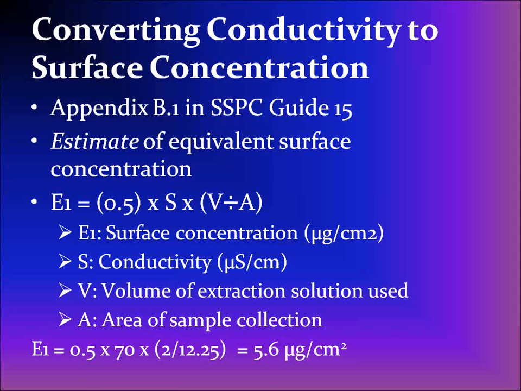For example, if the conductivity is measured at 70 microsiemens per centimeter, the volume of extraction liquid used was 2 milliliters, and the area extracted was 12.25 square centimeters, the estimated surface concentration of sodium chloride is 5.6 micrograms per square centimeter.